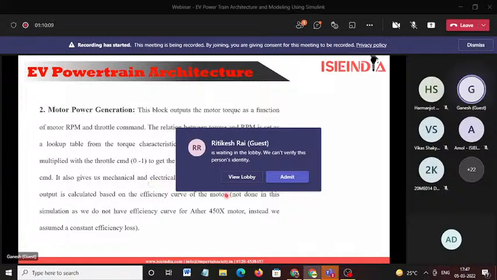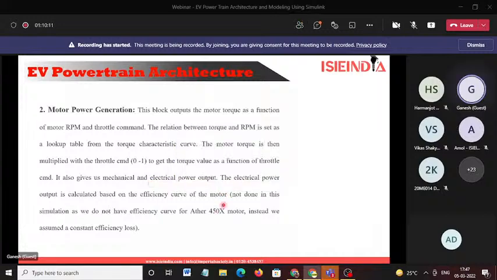You can see it in the efficiency curve. If you do the hand calculations, we will be considering the efficiency, like 80% efficiency or 90% efficiency. So here we have assumed some constant loss of efficiency.